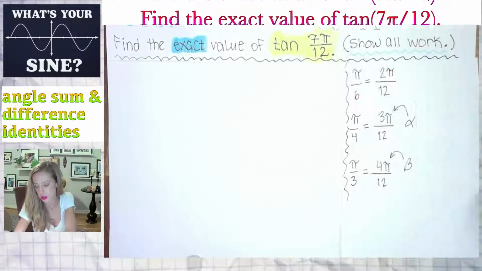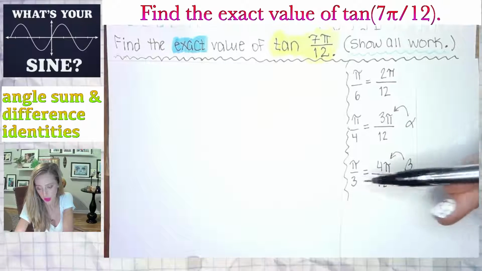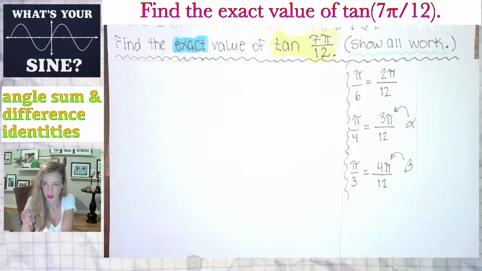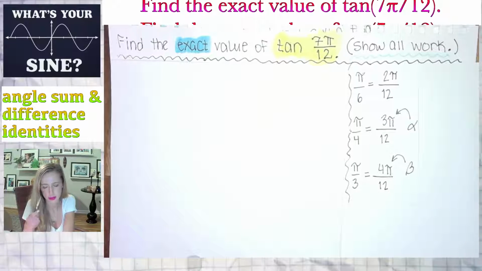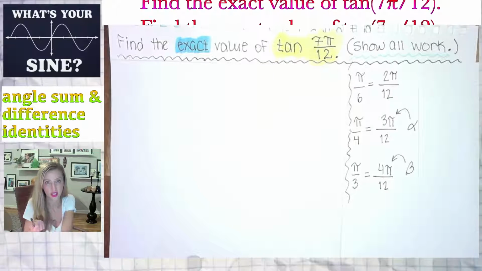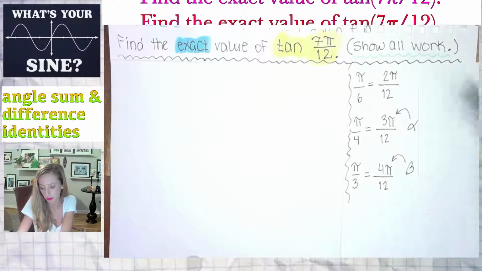I'm still going to use alpha and beta as pi over 4 and pi over 3. Also, if you didn't watch part 1, maybe watch that one first, because I might say or do things referencing stuff in part 1, and I will link it in the description below.